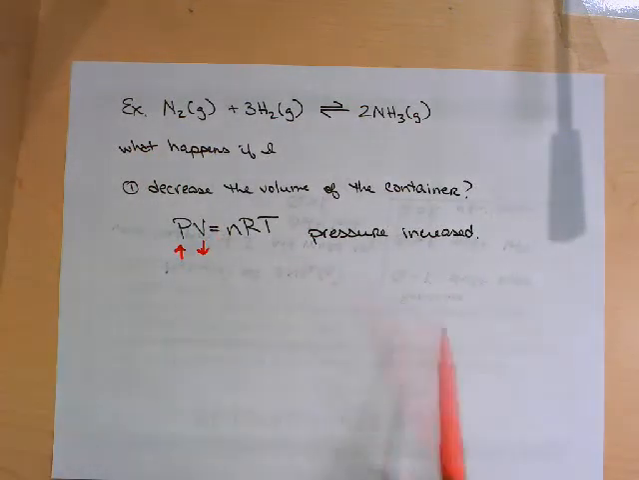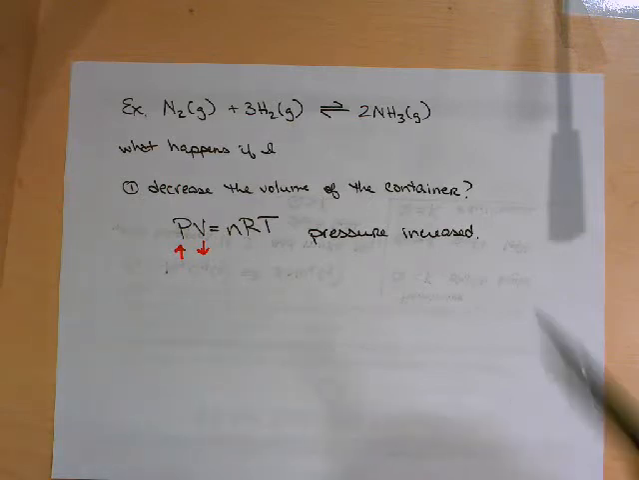Alright, so if I've decreased the volume, I've increased the pressure. Has R changed by doing this? Have I told you anything about the temperature? So what's the only other variable I can now do something about? Moles. I can choose the side of the reaction that has the least number of moles to compensate for this.